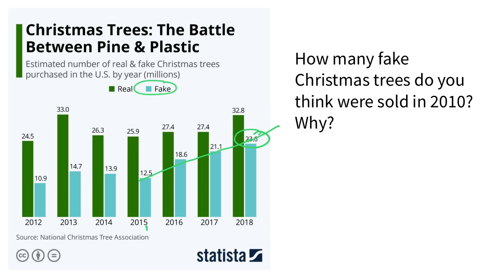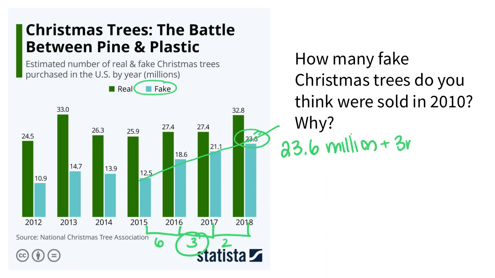I notice the difference in fake Christmas trees here is 18.6 minus 12.5, which is about 6 million Christmas trees. Between 18.6 and 21.1, that's about 3 million Christmas trees. Between 21.1 and 23, that's about 2 million Christmas trees. So maybe I think about 3 million Christmas trees more each year seems reasonable. So I would say, well, there are 23.6 million in 2018.